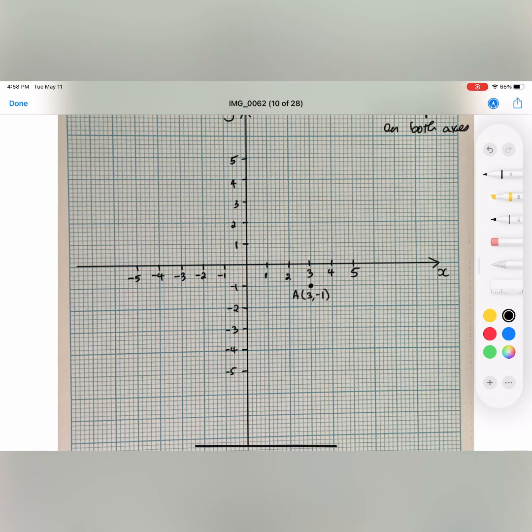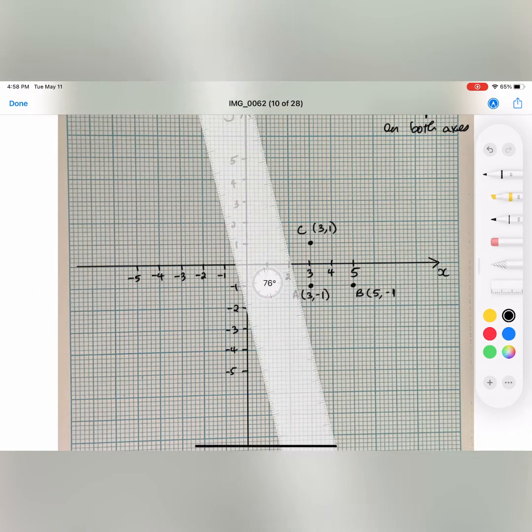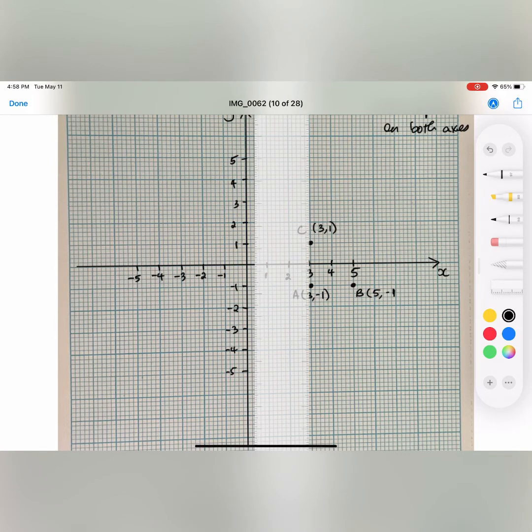Then I'm going to plot point B. And point B is located at the point 5, negative 1. So I'm writing in the coordinates as I go along so that we can keep track of the 3 points. Then we are going to plot the third point, which is going to be C, and that is located at 3, 1.